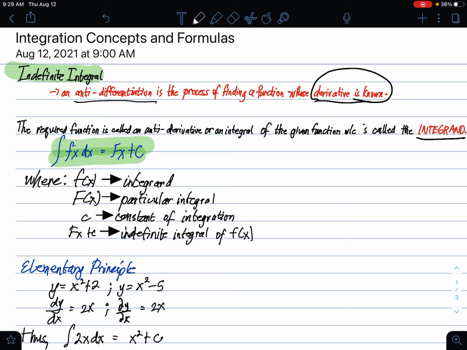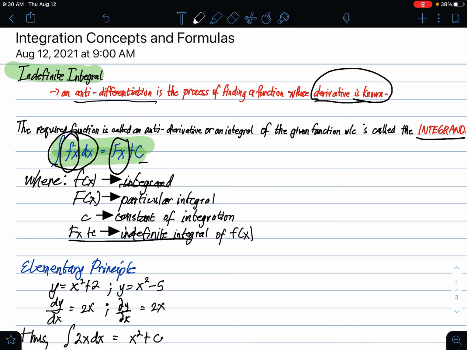So, the integral of f(x) dx is just equivalent to the function F(x) plus c, which is the constant. f(x) here is called the integrand. The F(x), which is big F, is the particular integral. The c is the constant of integration. And the F(x) plus c is the indefinite integral of f(x).